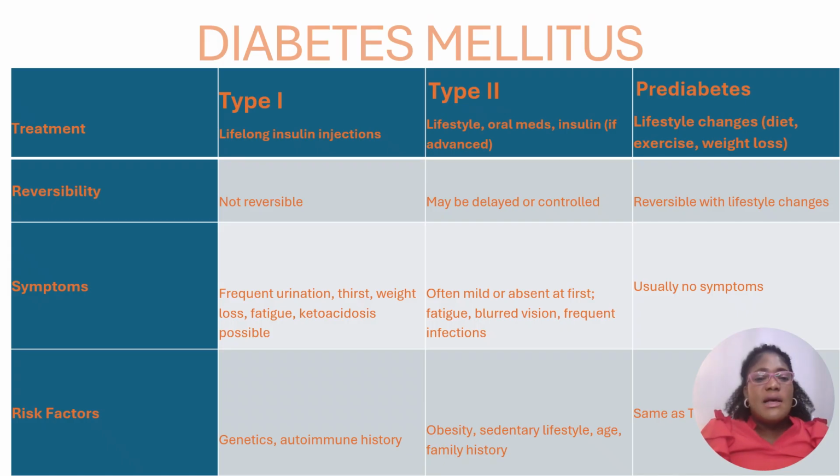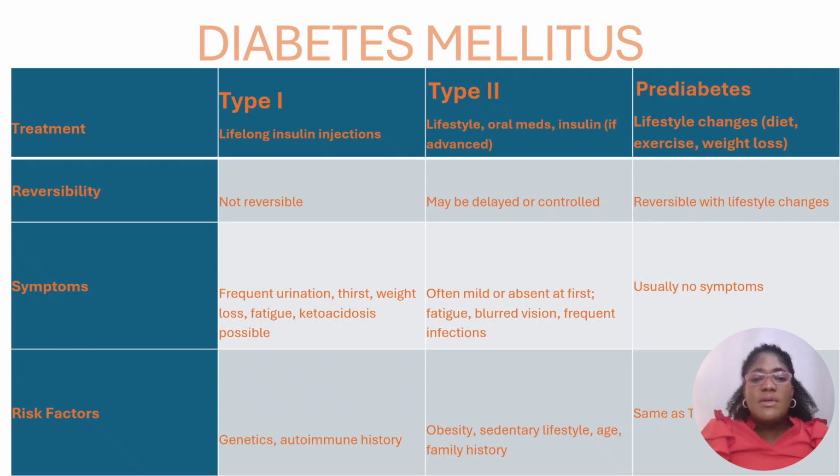All right, so on this slide, we're going to be talking about the different types of diabetes and the reversibility factors, the symptoms, as well as the risk factors. With type 1 diabetes, lifelong insulin injections are usually required. It's not reversible. Most common symptoms are frequent urination, increased thirst, weight loss, fatigue, and ketoacidosis, like I described earlier, is a possibility. And the risk factors include genetics and an autoimmune history.